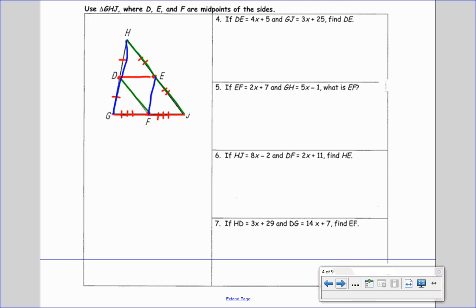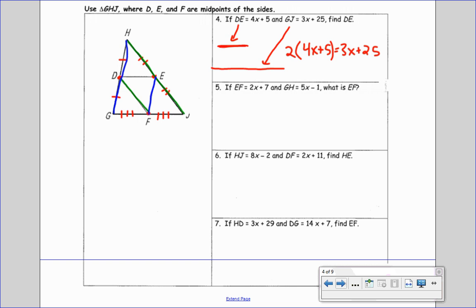Pretty colors. So DE is 4x plus 5. GJ is 3x plus 25. Okay? So this is DE and this is GJ. They're not equal to each other. We need two of these, two of those, to equal 1 GJ.